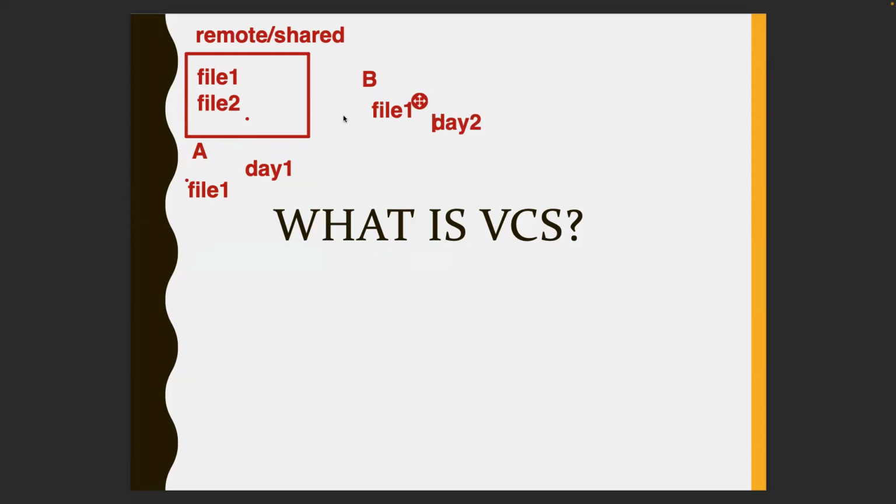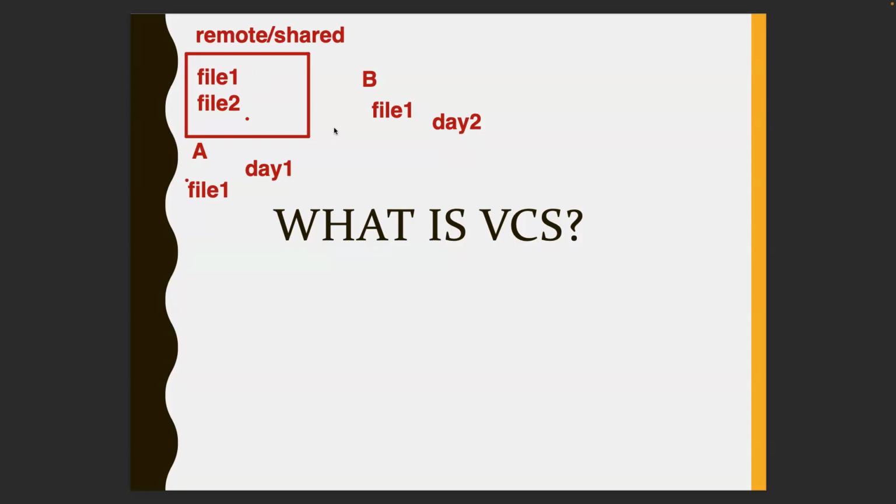Finally, after B pushes the changes, which person's changes will file 1 have? Will it have both A's and B's changes, or whose changes will be there? Only B's changes. Right? Simple logic.